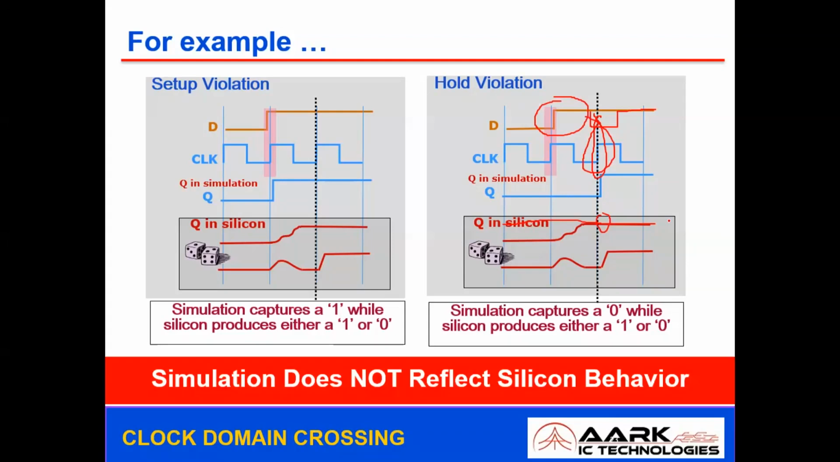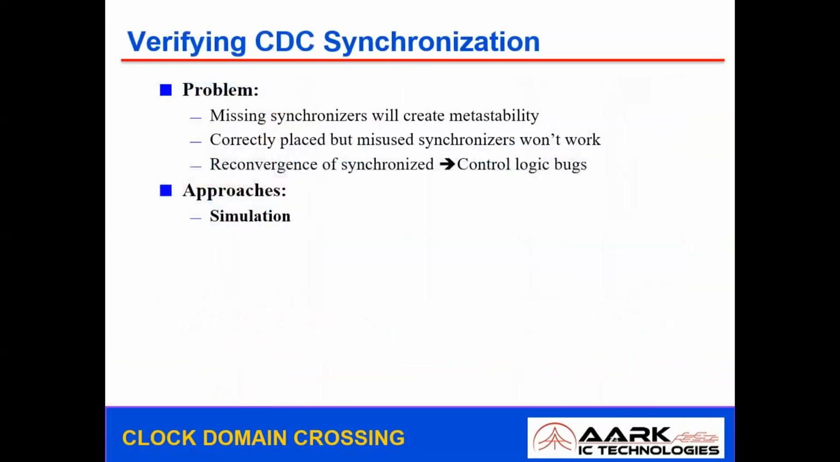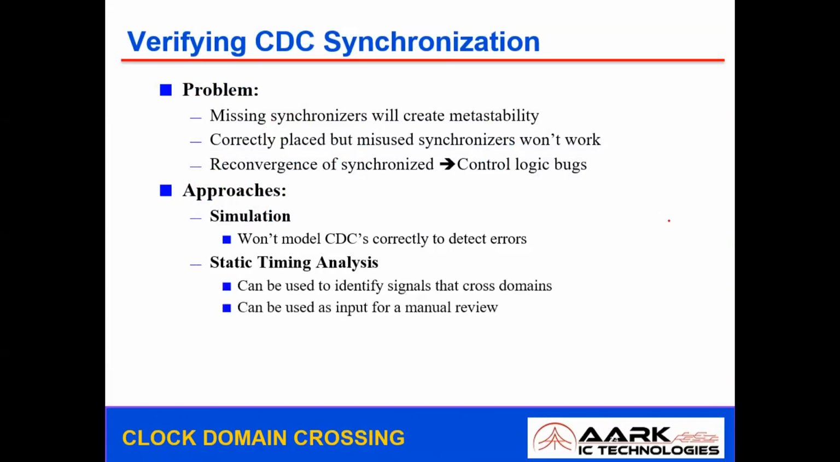Functional simulation does not reflect the silicon behavior. So when verifying CDC synchronization, missing synchronizers will create this issue. The simulation environment will not model CDCs correctly to detect errors. So what do you have to do? Static timing analysis can be used to identify signals that cross domains, so this will help to identify the cross domain signals. It can be used as an input for a manual review, but it won't detect missing or incorrectly used synchronizers or reconvergence.